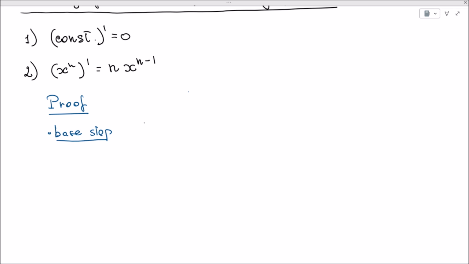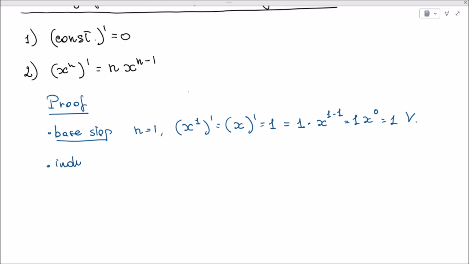Okay, so this is the base step. Base step for n equal 1, okay, we see that we have the derivative of x to the 1, which is basically the derivative of x, but the derivative of x is equal to 1, which is exactly what we get if we replace n with 1. So we have 1 times x to the 1 minus 1, which is 1 times x to the 0. So this is 1. Okay, so this is done. Okay, let's go to the induction step.